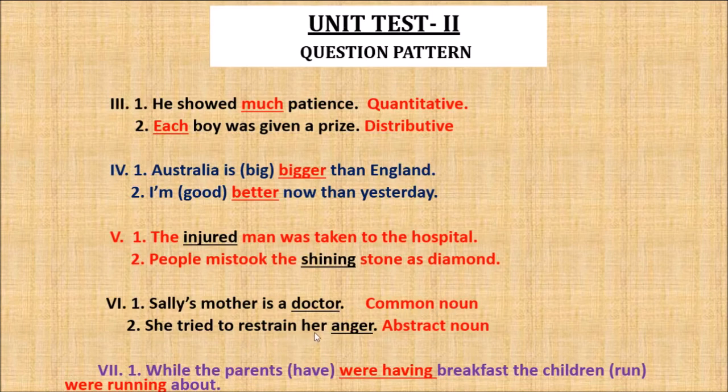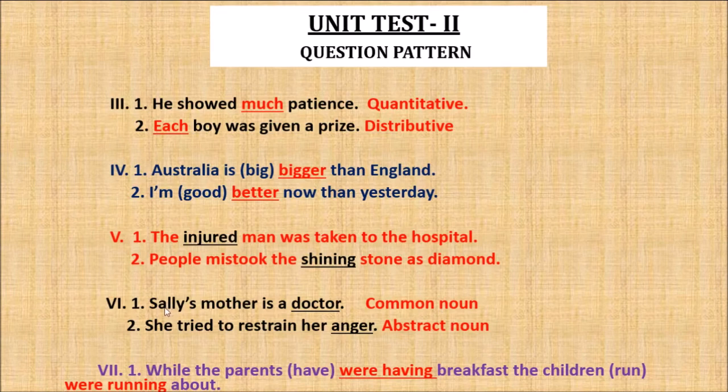She tried to restrain her anger. Anger is an abstract noun. When we want to talk about opinions, ideas, feelings, excitement, those expressive words come under abstract noun. So she tried to restrain her anger. Anger is a sort of emotion, and this emotion cannot come under common or proper noun. So this emotion comes under abstract noun.